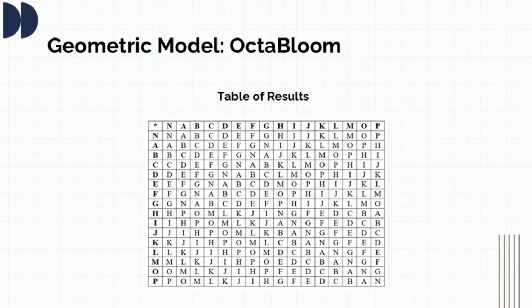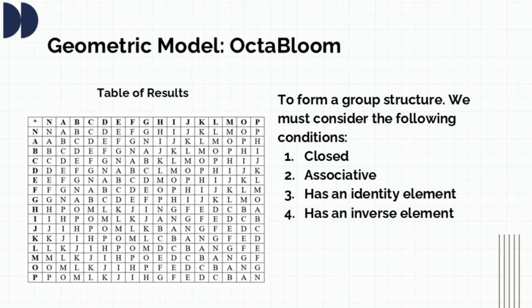Now, we must show that my geometric model forms a group structure. So, to form a group structure, we must consider the following conditions. First, the geometric model must be closed. Second is, it must be associative. Third is, it must have an identity element. And lastly, it must have an inverse element.